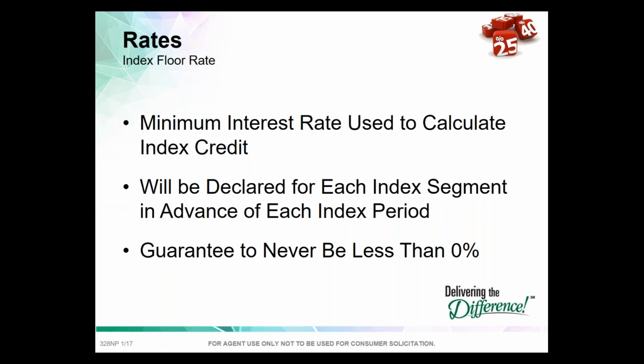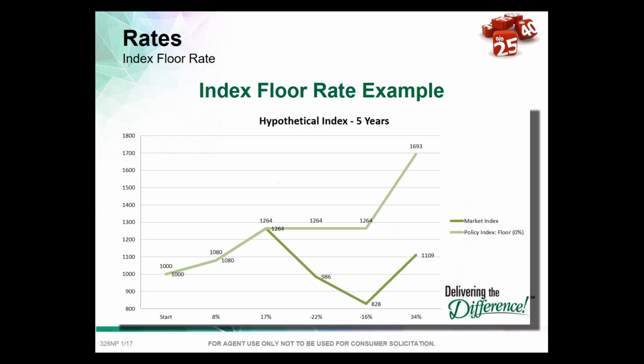So let's look and see our theoretical index performance and look at it with a floor. And again, here I'm ignoring par rates, cap rates, or everything, and just looking at 100% participation rate of the underlying index with no cap, no spread, just looking at the floor part of it. And now it looks really interesting, doesn't it? So if the index goes up 8%, the client gets 8%. If it goes up 17, the client gets 17. If it goes down 22 and down 16, the client gets 0. They stay where they are. And then when it goes up 34%, the client gets 34.